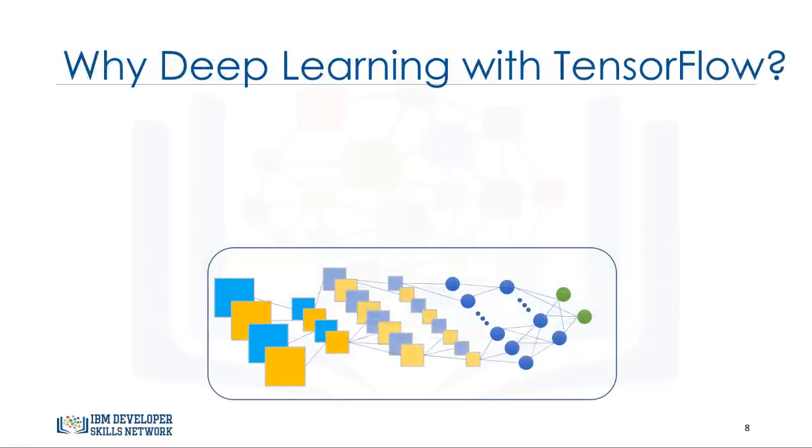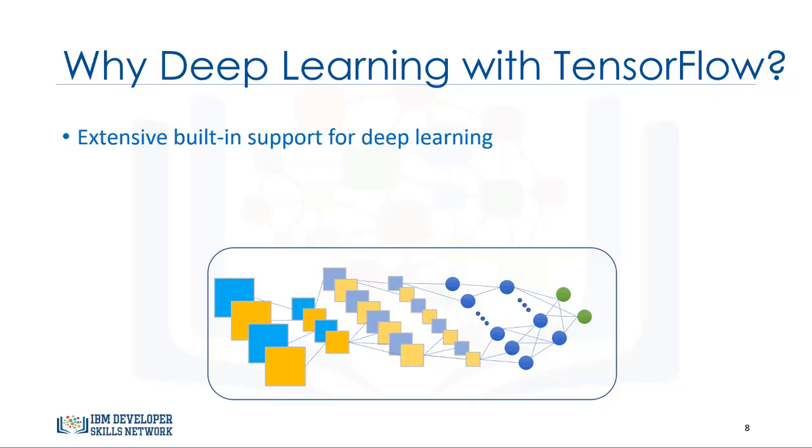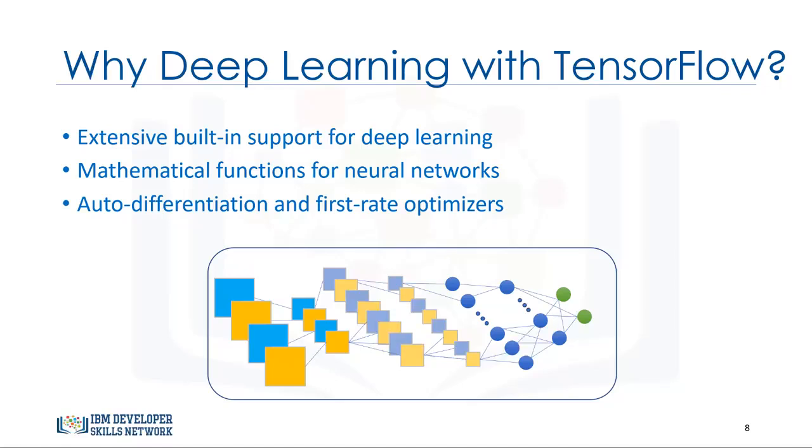So, let's briefly review the reasons why TensorFlow is well suited for deep learning applications. First, TensorFlow has built-in support for deep learning and neural networks, so it's easy to assemble a net, assign parameters, and run the training process. Second, it also has a collection of simple, trainable mathematical functions that are useful for neural networks. Finally, deep learning as a gradient-based machine learning algorithm will benefit from TensorFlow's auto-differentiation and optimizers. This concludes the video.